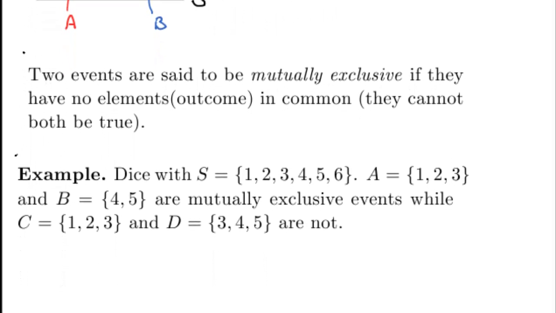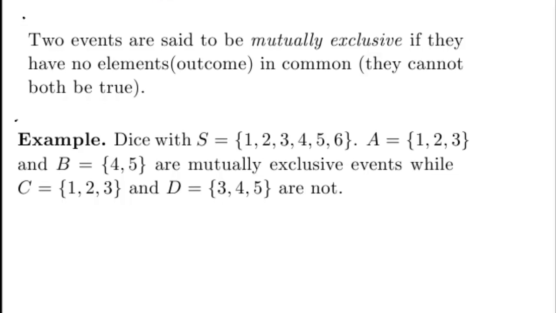Here's a simple example. We roll a die and the sample space is 1 through 6. I define two events, A and B. The first event is that the die will show a number less than or equal to 3. And the second event is true if the die shows a 4 or a 5. These are mutually exclusive. None of the elements in A, 1, 2, or 3, can be found in B, and none of the elements in B, 4 and 5, can be found in A.